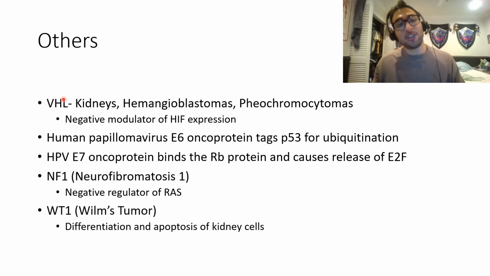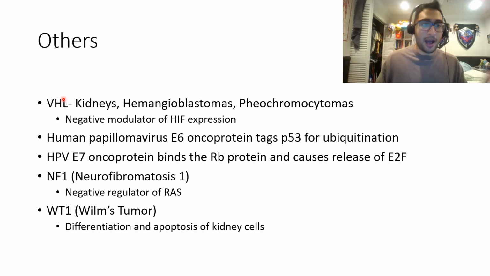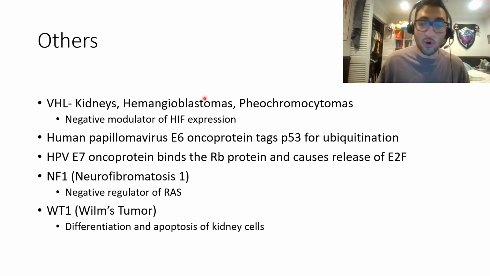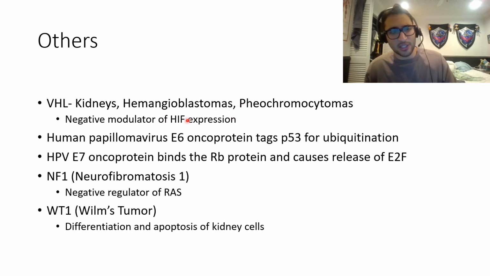And in the mutation of von Hippel-Lindau syndrome, you get cancers of the kidney, cancers of blood vessels, so you form hemangioblastomas, or growths of the blood vessel lining, and you get pheochromocytomas. I don't want you to really memorize that per se. I just want you to understand mainly the kidney and hemangioblastoma correlation, and that it's a tumor suppressor gene, right? So the von Hippel-Lindau gene is a tumor suppressor gene associated with kidney tumors, hemangioblastomas, and pheochromocytomas as well.